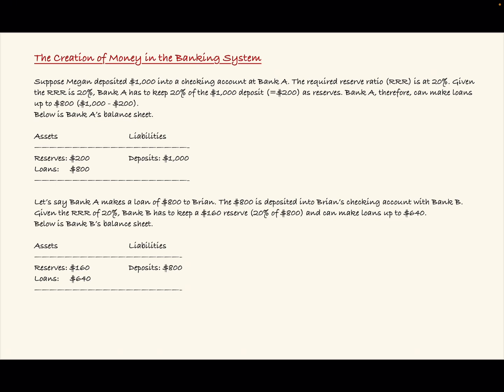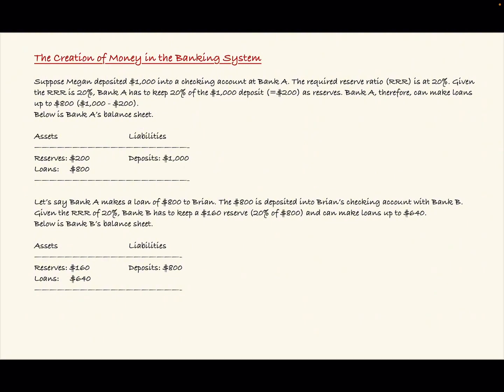Now let's say Bank A makes a loan of $800 to Brian. The $800 is deposited into Brian's checking account with Bank B. Given the RRR, or required reserve ratio, of 20%, Bank B has to keep a $160 reserve, or 20% of $800, and can make loans up to $640.